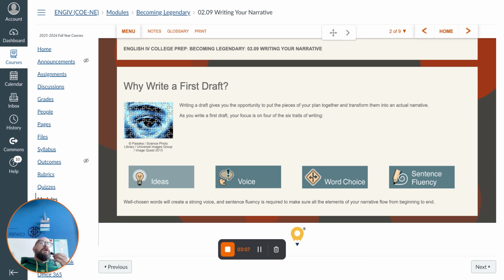So why do we write a first draft? The most basic answer is so that you can catch some minor mistakes or errors that you might make on the first pass. Hence, first draft. That would suggest that there may be a second, third draft, and you've also heard the phrase final draft. So, what you should understand is that it is a process that goes through many steps.